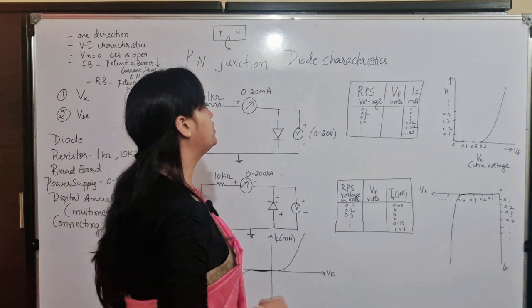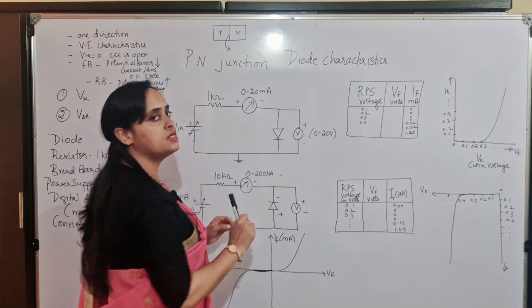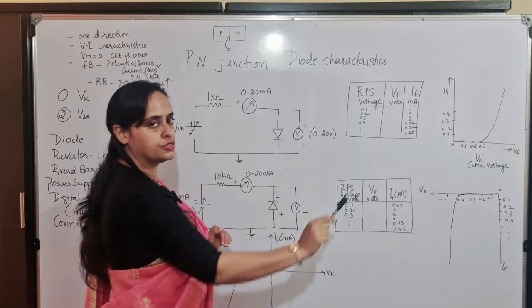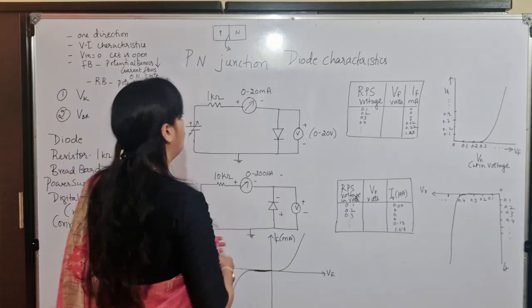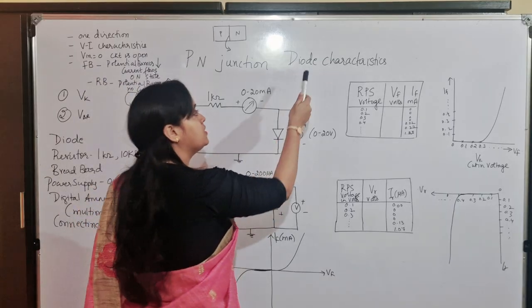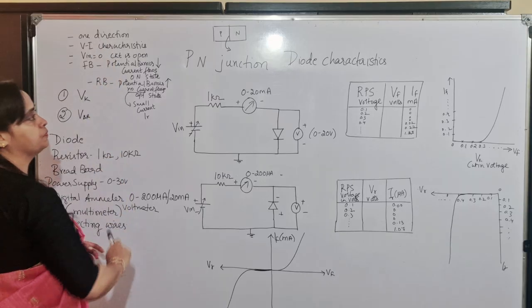Just continuing, students, PN junction is nothing but when P-type and N-type materials are merged together, the junction formed is known as PN junction. So what is PN junction? This is how you need to answer. Now, PN junction is nothing but when used as a diode, it conducts only in one direction.